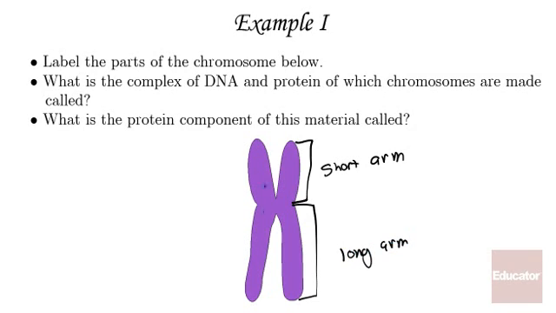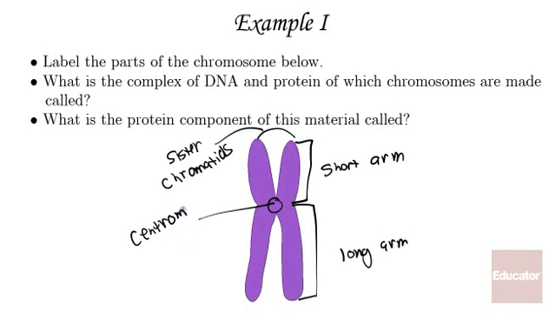And there are sister chromatids, so we can label those sister chromatids. Remember that sister chromatids are connected by what's called a centromere. So we have the short arm, the long arm, sister chromatids attached by a centromere. What is the complex of DNA and protein of which chromosomes are made called? So what is a chromosome made out of? It's made out of chromatin.